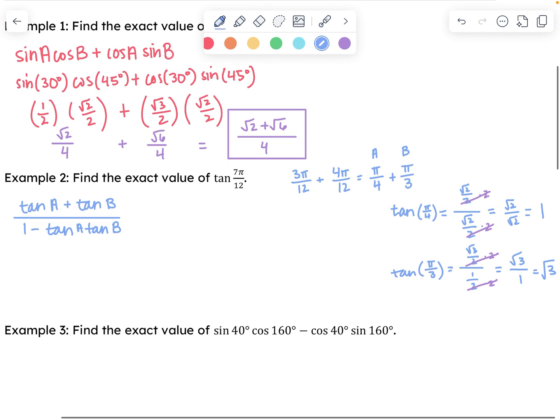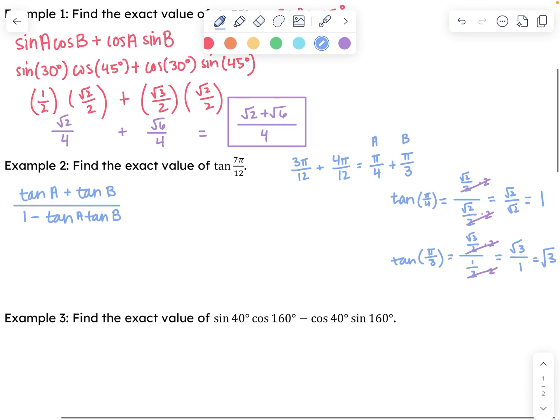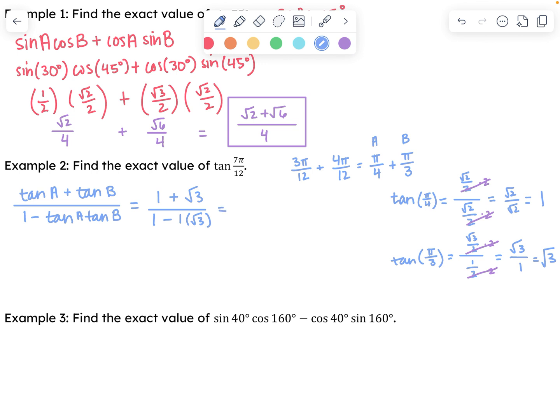So let's plug that into my formula over here, my identity. I'm going to have tangent of a, which remember we said our pi over 4 was our a, so that's going to be 1, plus tangent of b, so that square root of 3, over 1 minus, and then I'm going to multiply them together, 1 times the square root of 3. So I get 1 plus the square root of 3 over 1 minus the square root of 3.